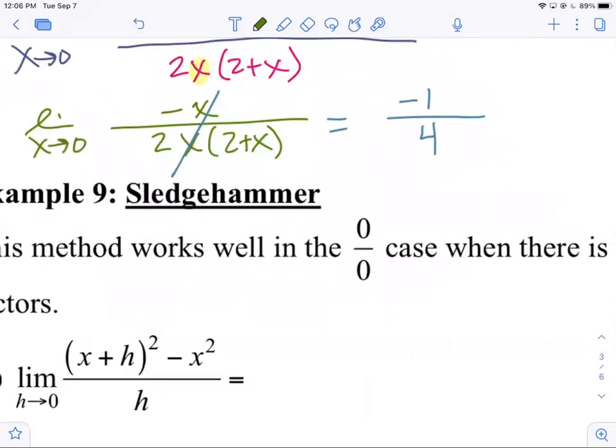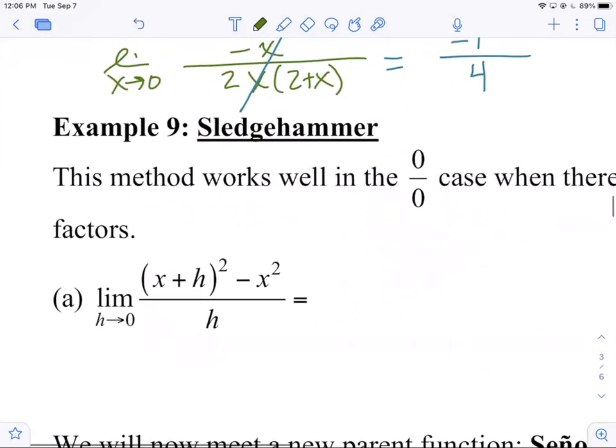All right, example 9. For lack of a better term, I call this one the sledgehammer method. It works when you get 0 over 0, and of course, none of the other above methods work. And there's some quote unquote obvious math to do. Obvious math would mean, it's only obvious if you see it, but it would mean like expand things out, distribute or FOIL or something like that, okay?